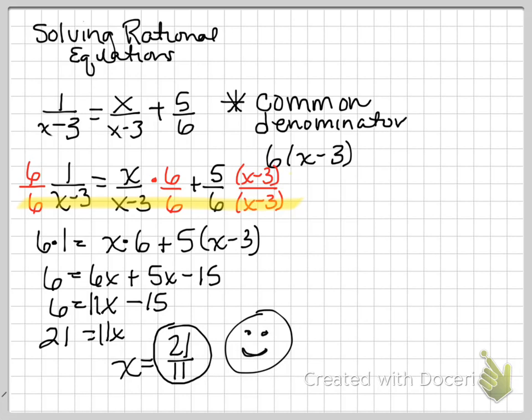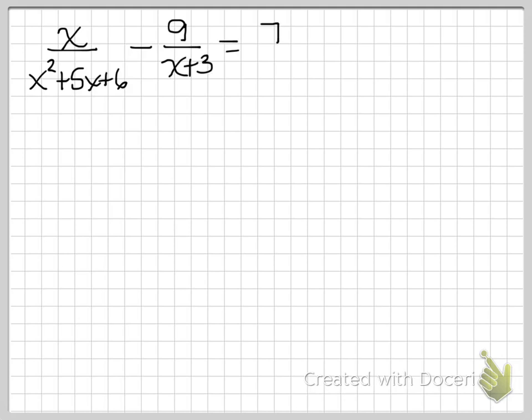Alright, let's go on to a next one. Okay, so our next problem is going to be x over x squared plus 5x plus 6 minus 9 over x plus 3 equals 7 over x plus 2. Again, the first thing we need to find is a common denominator. To do that, I need to factor all my denominators. Make sure everything is factored.